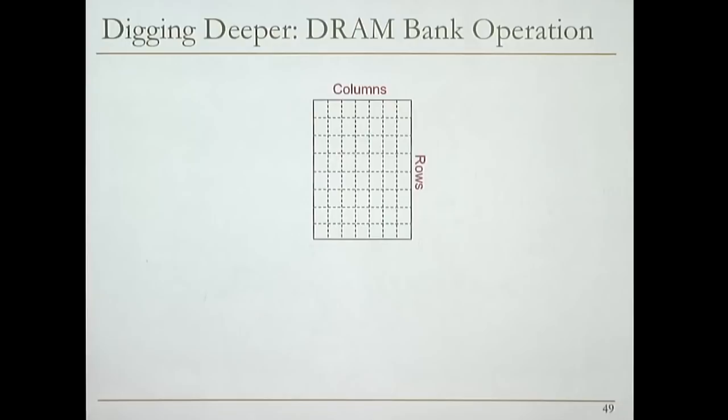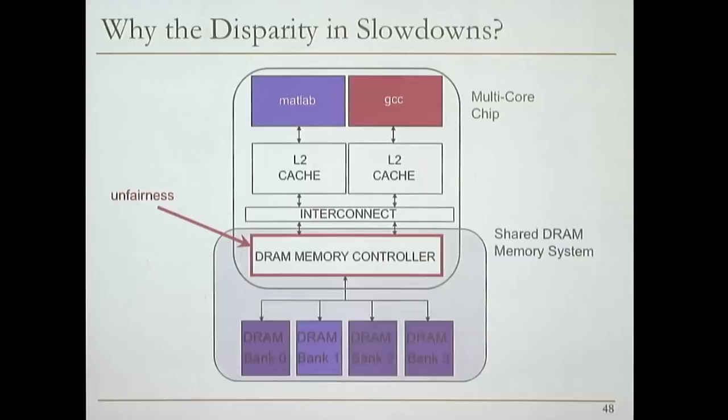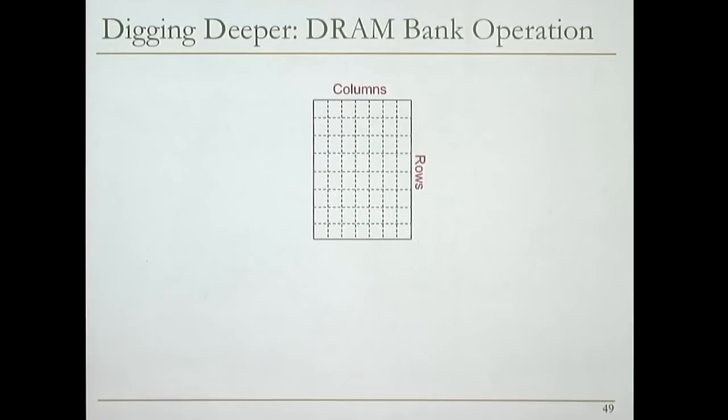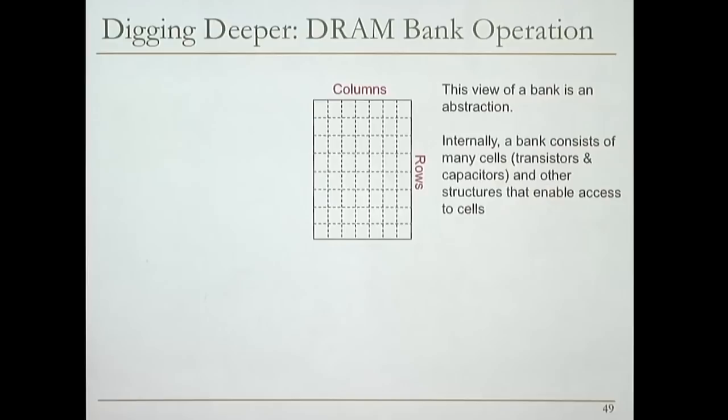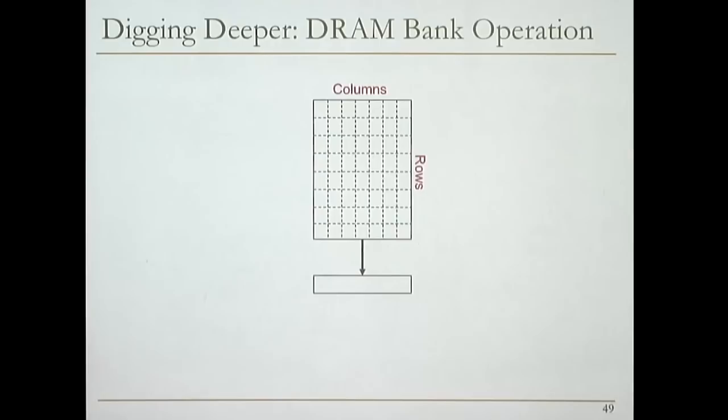Well, let's take a look at why it was not designed to be that way. So you need to dig a little bit deeper to understand why people designed it in some way. And I'll give you the algorithm later on. But if you look at DRAM, if you understand how a DRAM bank operates, we'll talk more about DRAM later in this course, it consists of columns and rows. And this view of a bank is an abstraction, actually. Internally, there is a lot more going on here. A bank consists of many cells and other structures that enable access to cells. And it's not a monolithic structure that looks like this. It actually consists of smaller two-dimensional arrays. But we'll talk about that later.